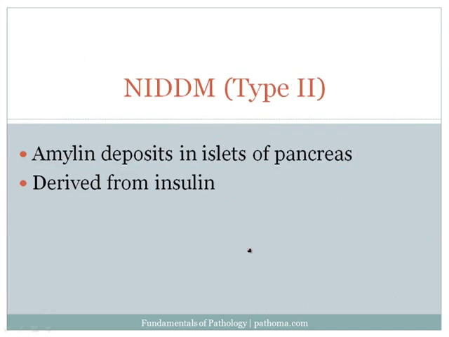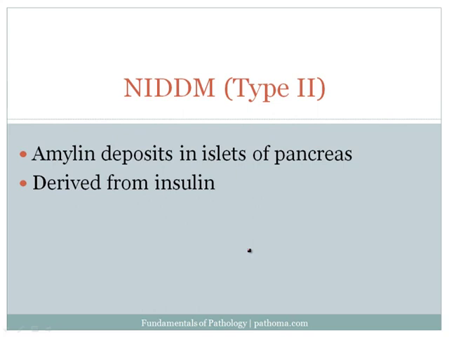The next of the examples of localized amyloidosis is type 2 diabetes. In type 2 diabetes, recall that the problem is a resistance to insulin at the level of the skeletal muscle and the adipose tissue.